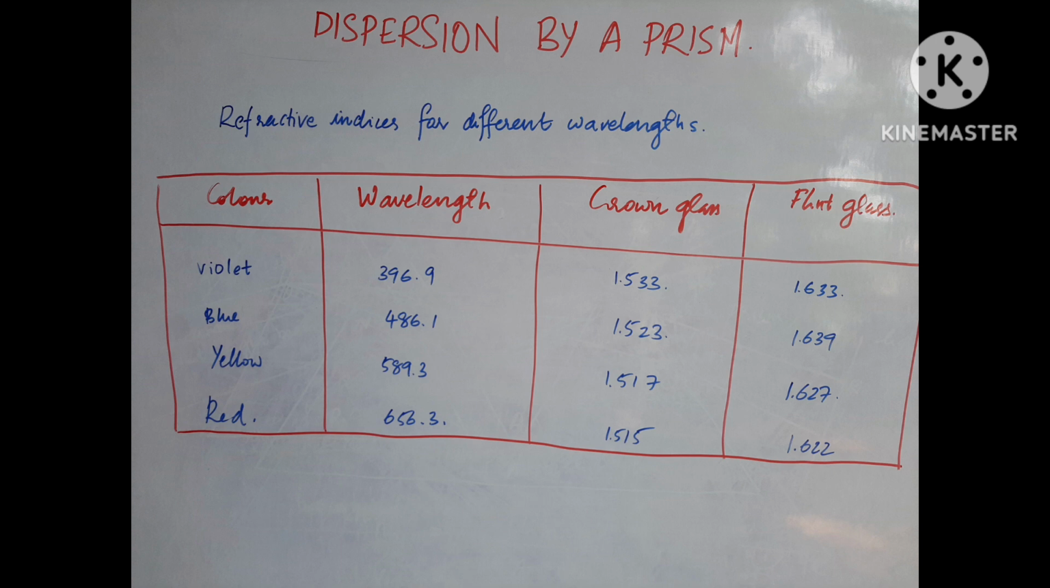For the wavelength of 396.9, the refractive index of the crown glass is a greater quantity than that corresponding to the red color. This is just for comparison. All the colors and their refractive indices are given in the table.